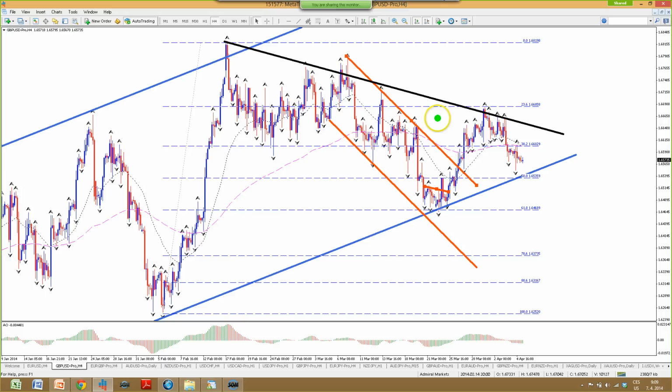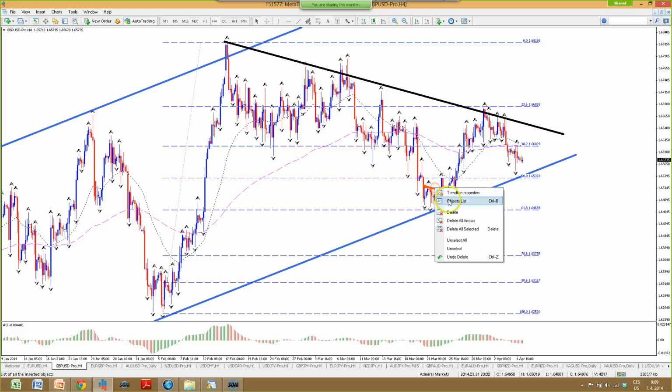So we did break out of the orange trend channel, right? But when we broke, we didn't go too far before we went down again. So we can take the orange trend channel off. That's been broken. We do, however, still have that black resistance line. So here too, just like the euro dollar, we're stuck in between support and resistance. And one of the two is going to break.